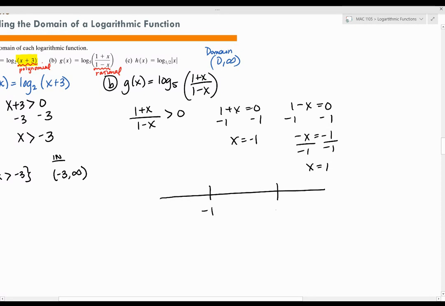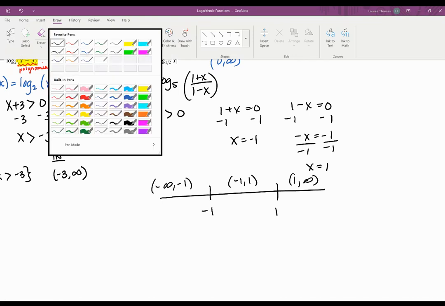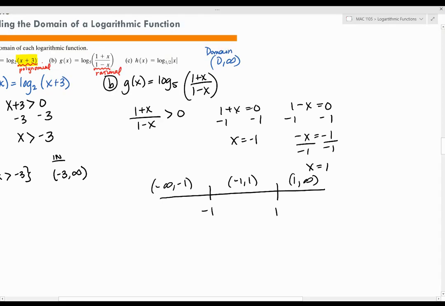So -1 is smaller, and then 1. And when I put those on the number line, they create 3 intervals. The first interval is from -infinity to -1, then -1 to 1, and then 1 to positive infinity. And then I'm going to choose test points because I'm interested in the values that are going to make this interval positive because the domain cannot be negative, okay?